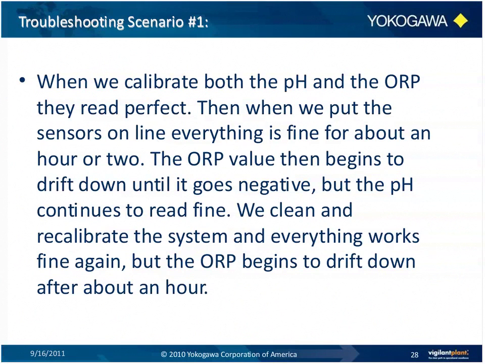However, the pH value continues to read fine. They would clean, they would recalibrate the system, and then everything would work again. But after a couple hours again, the ORP would drift back down, and they would do the whole thing over again. For this scenario shown here, there could be two possible solutions or problems.